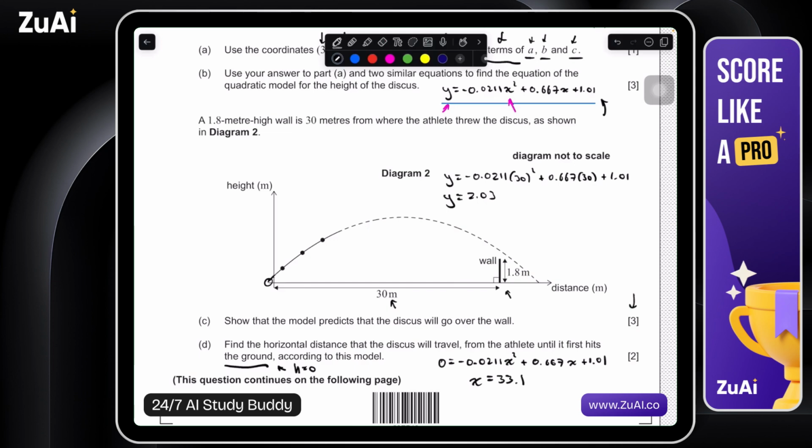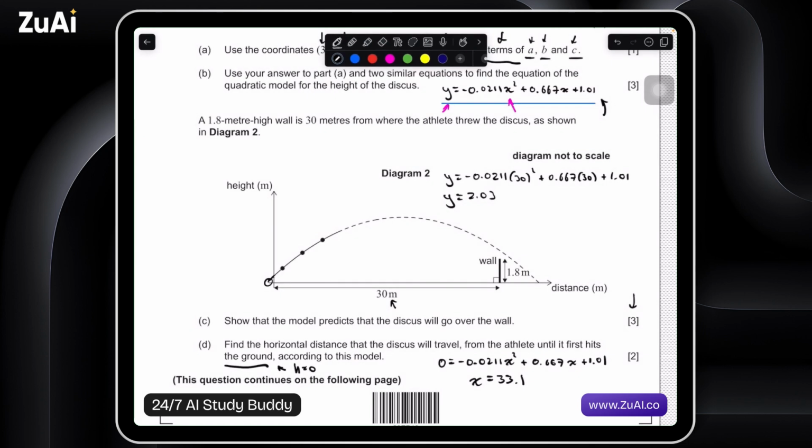When x is equal to 33.1 meters, we have reached the ground, which is good because it corresponds with this graph that they've given us, which is always reassuring. It means this extra little bit is 3.1 meters, and that looks about right. If it was 40 or 60 meters, that would tell us something's maybe gone wrong.